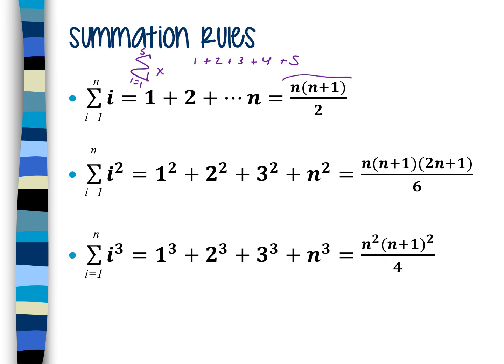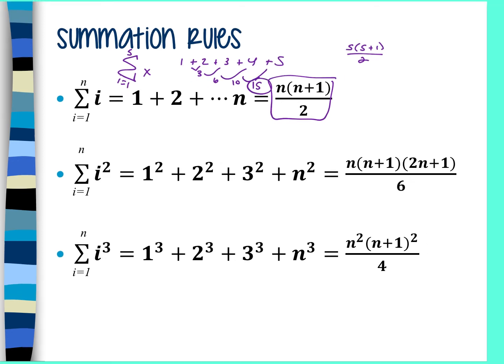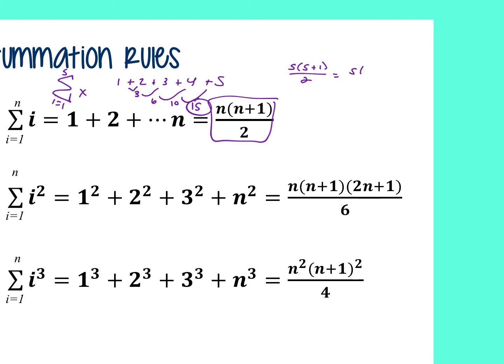Or I can do this: n times n plus 1 over 2. n is the number of terms, so if the bottom is 1, it is the top, which in this case would be 5, times 5 plus 1 over 2. So this one gives me 3, plus 3 is 6, plus 4 is 10, plus 5 is 15. This would be 5 times 6 divided by 2, 30 divided by 2, which is 15.